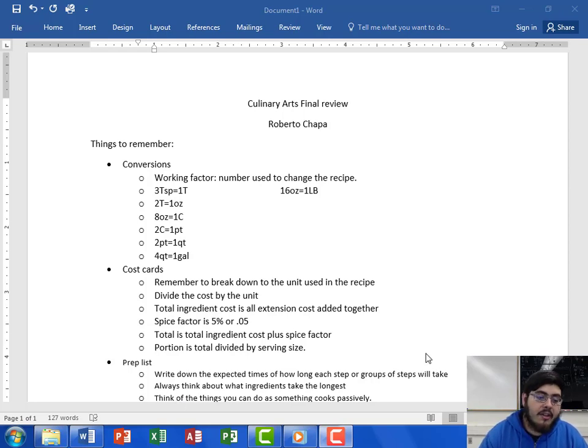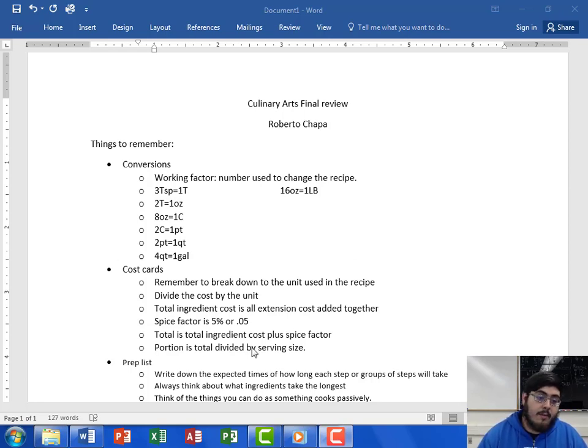Another thing to think about when doing the prep list is what you're going to be doing while some things cook, proof, or rest passively. Say you're making a dough and you need to let it rise for about 20 to 30 minutes. You don't want to just twiddle your thumbs. You'll want to be cleaning your station, getting the ingredients ready for the next recipe, or chopping the ingredients you'll need for the rest of the recipe. You want to do something while that stuff is being done, and that's what I mean when I say something is being done passively.